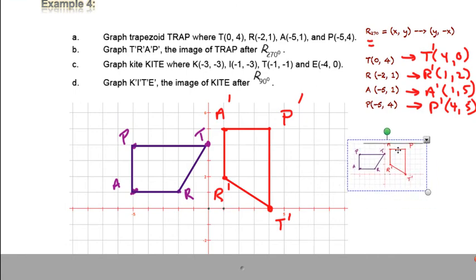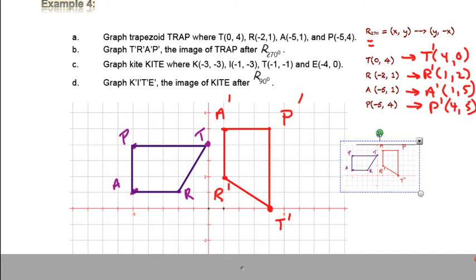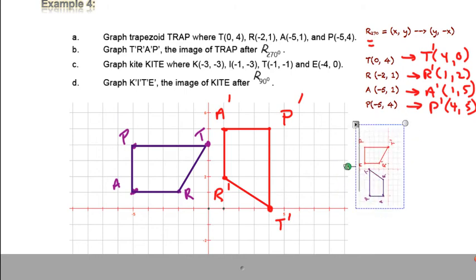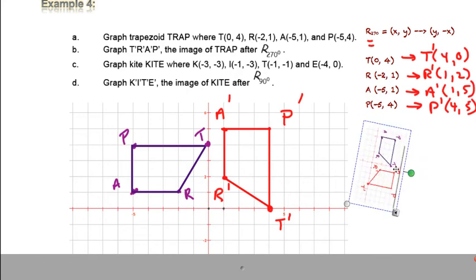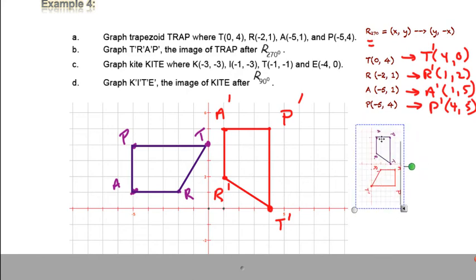Now, ignore the red over here. Ignore the red, my image. But let's look at the pre-image. What I'm going to do is I'm going to rotate it 270. Watch. Loving technology. So here is the pre-image, just purple. Here's 90 degrees. It would look like that. It'd be down in the third quadrant. Here's 180 degrees. Okay, it'd be in the fourth quadrant. Here's 270 degrees. And if you notice, we now have the image exactly where this image is right there.